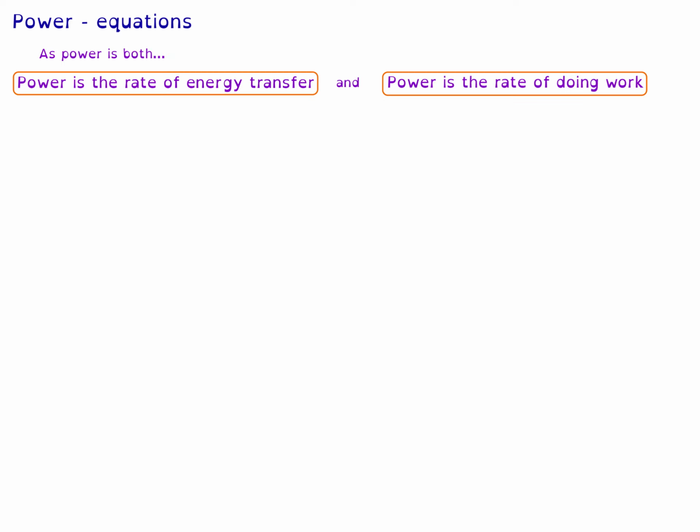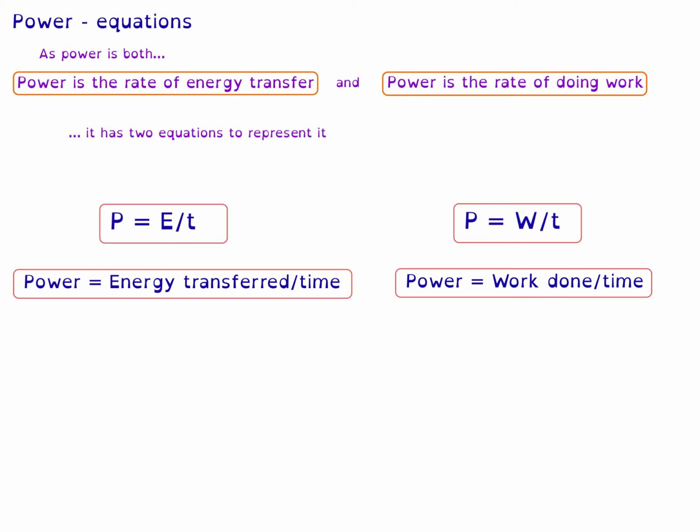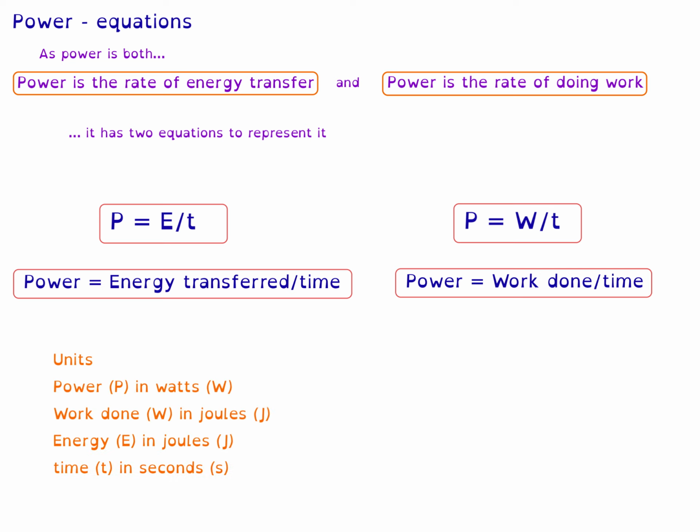As power is both the rate of energy transfer and the rate of doing work, it has two equations to represent it. P equals E on T, or power equals energy transferred over time, and P equals W on T, or power equals work done over time. The units for these: power, P, is in watts, capital W. Work done, also capital W, is in joules, capital J. Energy, capital E, is in joules, capital J. And time, little t, in seconds, little s.